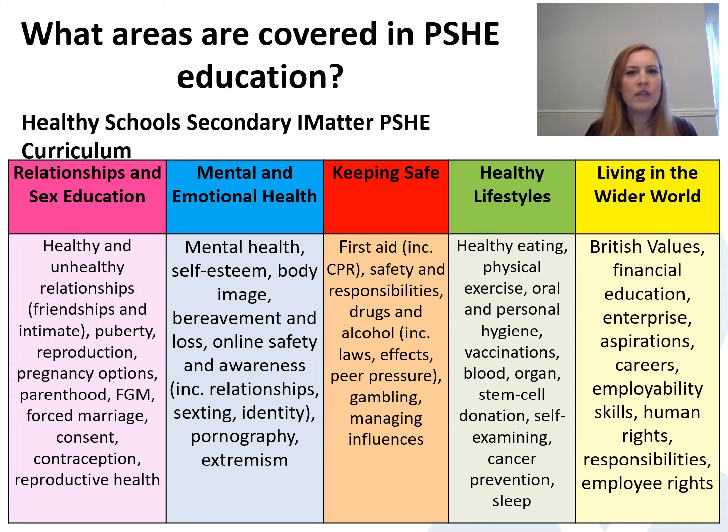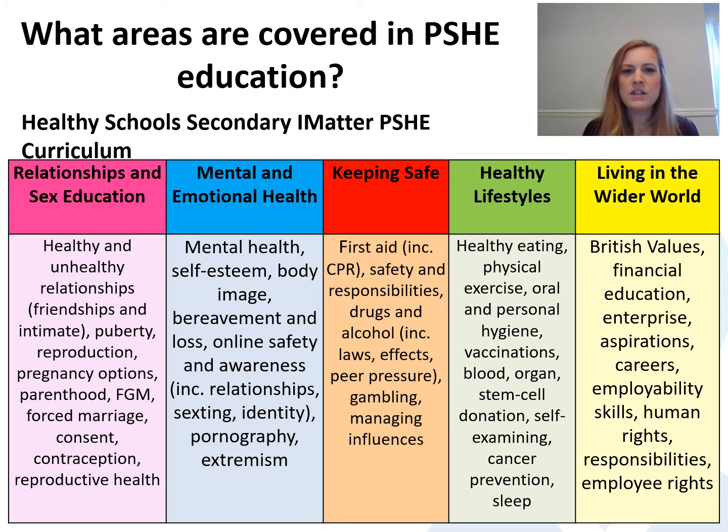Okay, so within the IMatter PSHE curriculum, we have 5 areas that have been developed by each of our health improvement specialists. And these 5 areas are the following: relationships and sex education, mental and emotional health, keeping safe, healthy lifestyles, and living in the wider world.